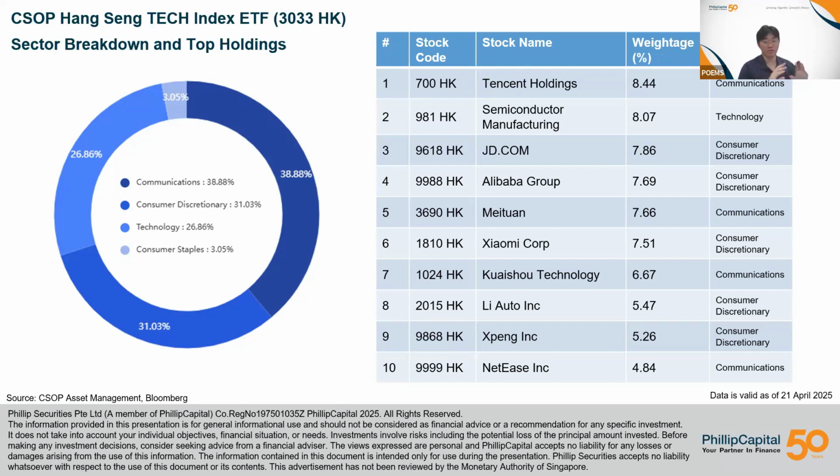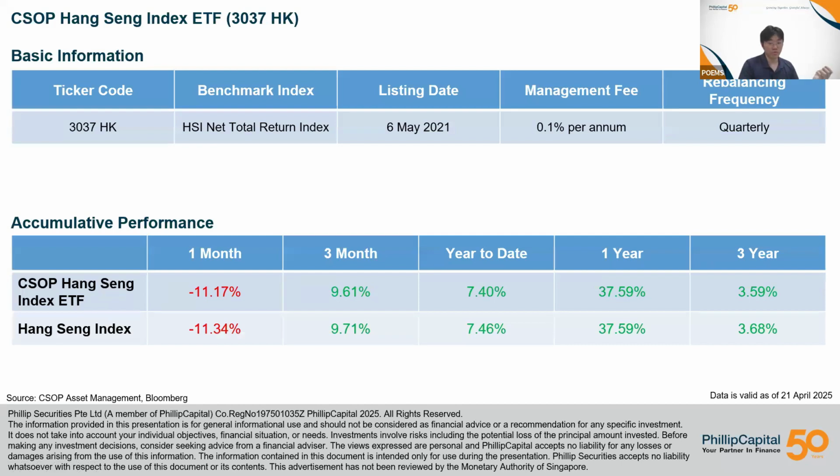So I just want to show you what the bulk of it is. So they are the digital giants, so to speak, and the key leaders, and you can get them all in this ETF. So before moving on to the individual, let's talk about a different ETF first, the next one. Okay, so moving towards a little bit more of a balanced portfolio play is the CSOP Hang Seng Index ETF 3037 Hong Kong. Okay, so this tracks the Hang Seng Total Net Return Index.